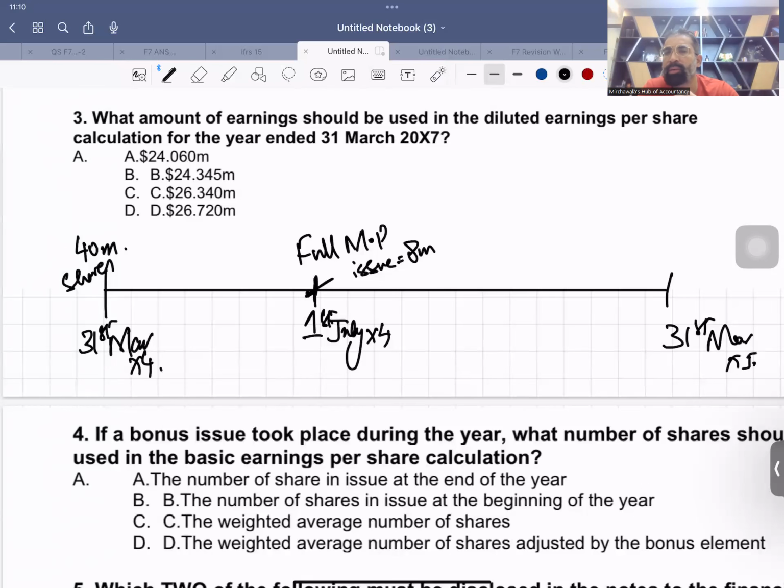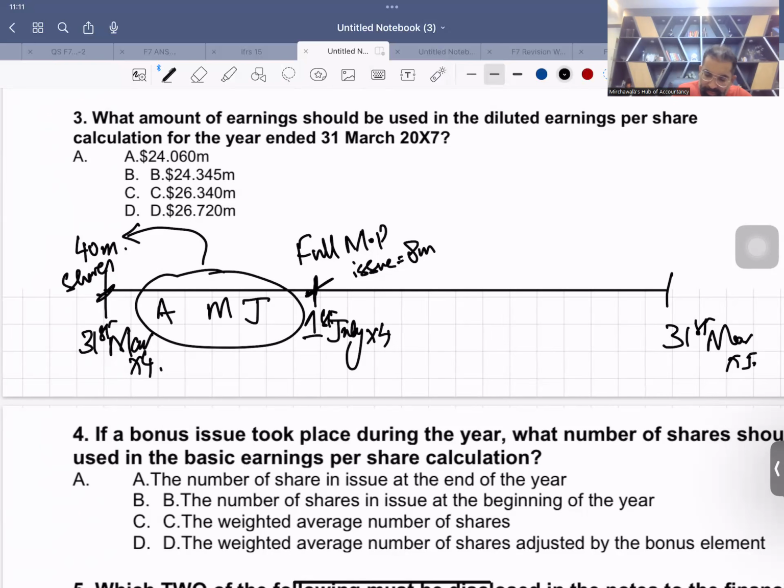And we calculate the weighted average number of shares. Hope you remember, because these are not free shares. Now, can you see this? After 31st March X4, in reality it's 1st April. So April, May, and June, these 3 months, the total number of outstanding shares will be 40 million. And from July, August, September, October, November, December, January, February, and March, the last 9 months, the total number of shares is 48 million.